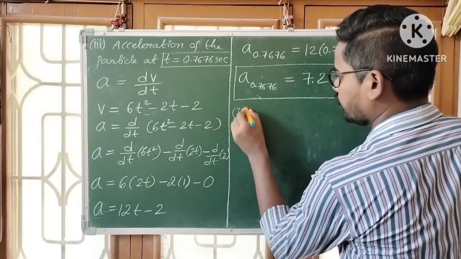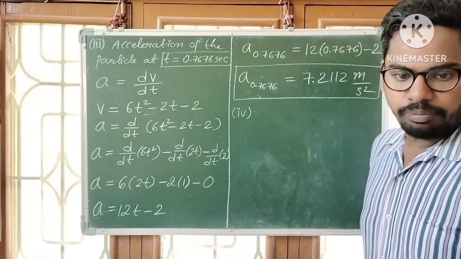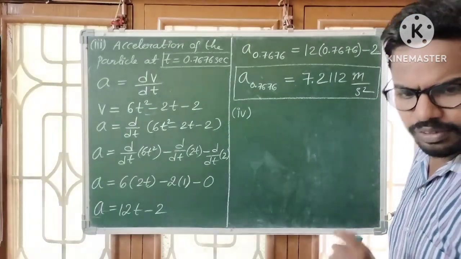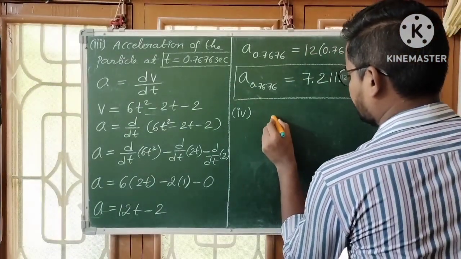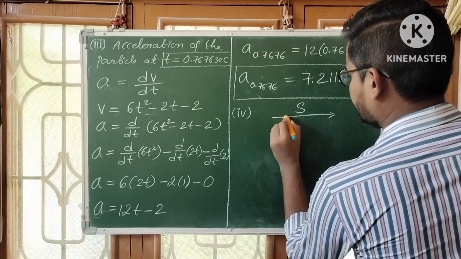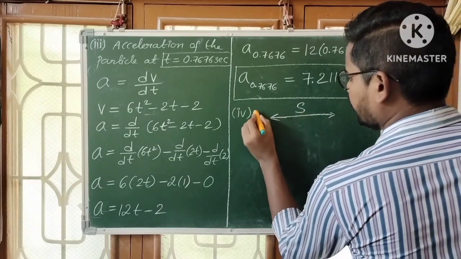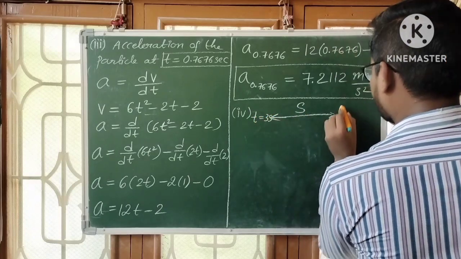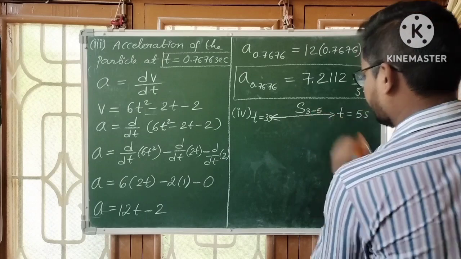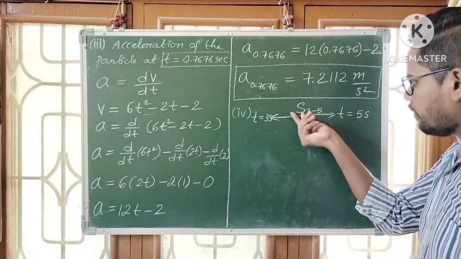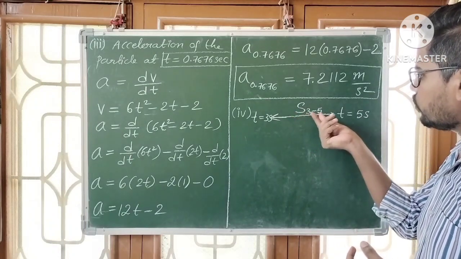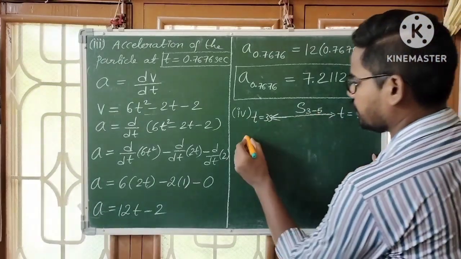And the last question: the distance travelled by the particle from t is equal to 3 seconds to t is equal to 5 seconds. Okay, now let us say S 3 to 5. It means distance travelled. S for distance. Distance travelled by the particle from t equal to 3 seconds to t equal to 5 seconds. We need S 3 to 5.